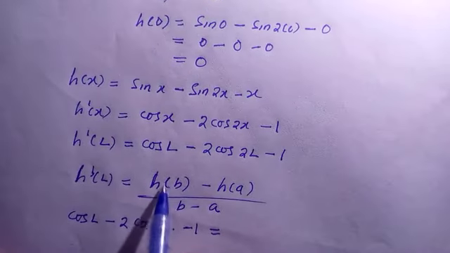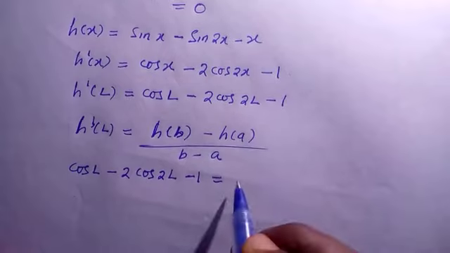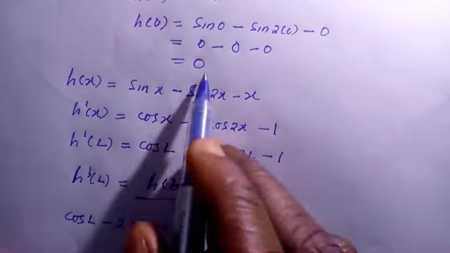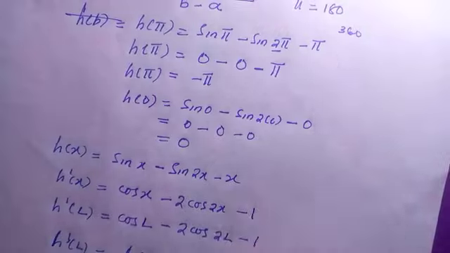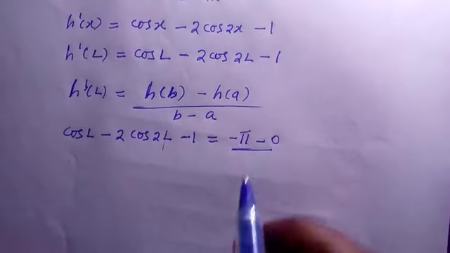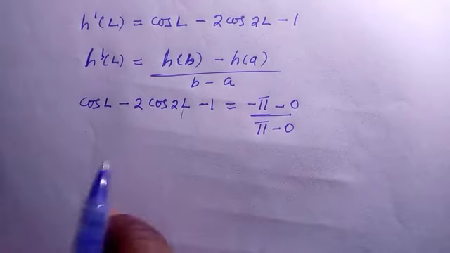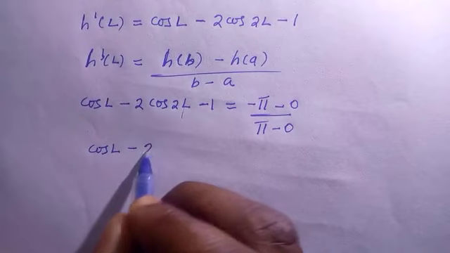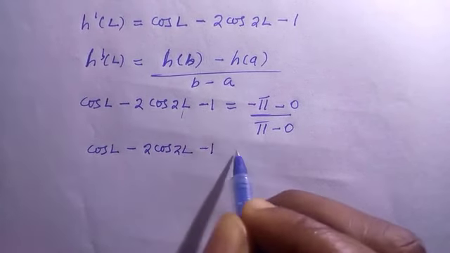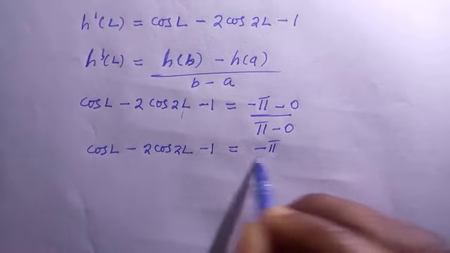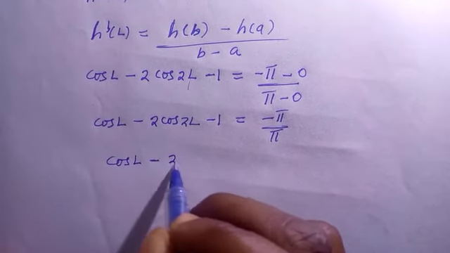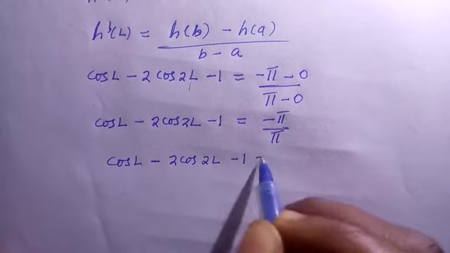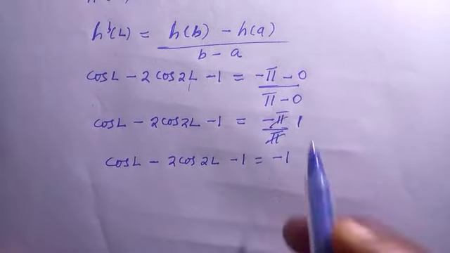Everything equals, for h of b, we have gotten it to be negative pi above, so just replace it. Then h of a is 0, which we got as h of 0. So we have 0 divided by, b itself is pi and a is 0, so we replace these two as pi minus 0. Then here becomes cos L minus 2 cos 2L minus 1 equals minus pi divided by pi. And pi divided by pi is 1, and since we have negative attached to it, we have negative 1. And here is the result we are going to have next.